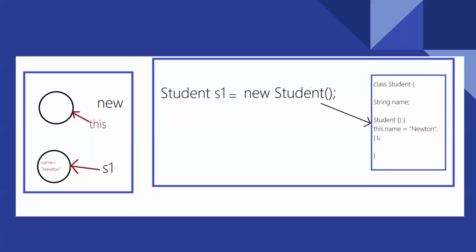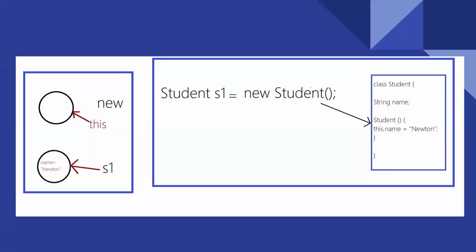Then we are just calling that instance variable, this.name, and Newton. So that means we are assigning the value for the name, which will be only for the object. And that object will now be referred to by the variable S1. If you create one more object, that will be a different object, and that object will have its own copy and its own name variable.